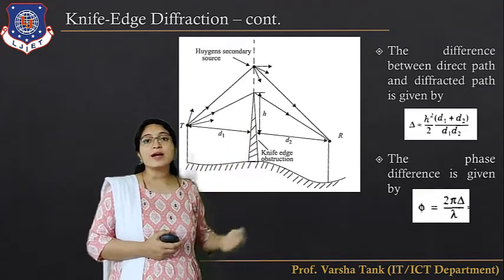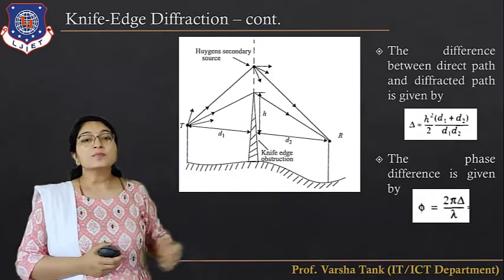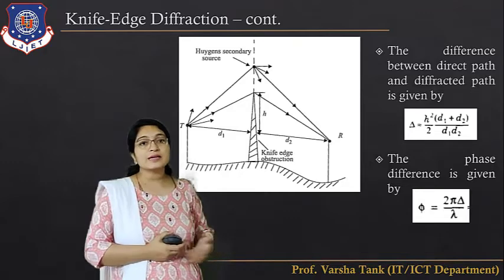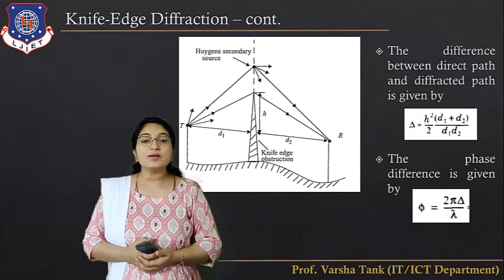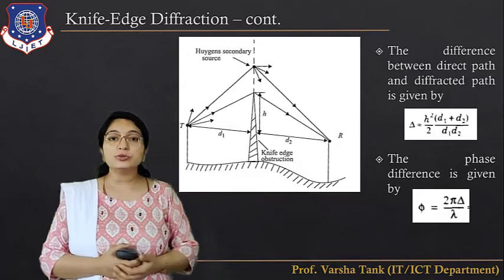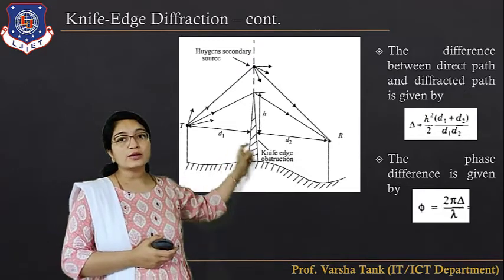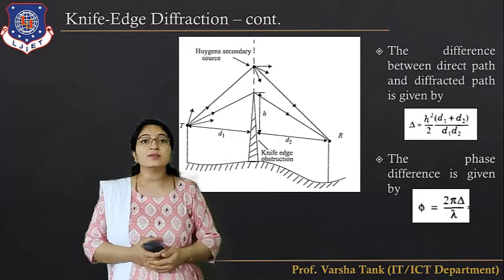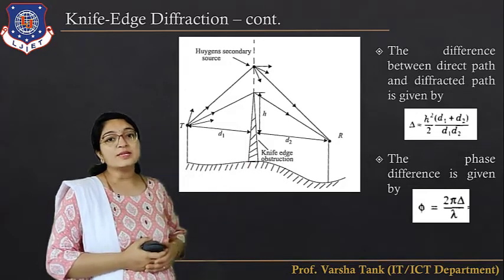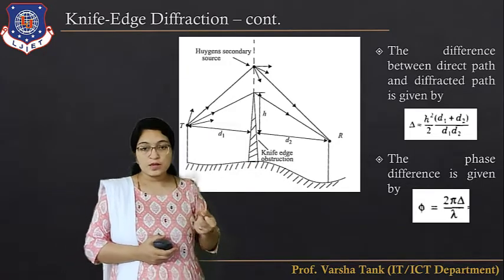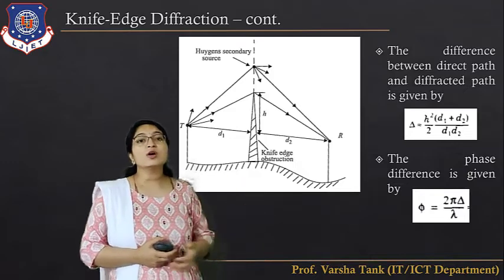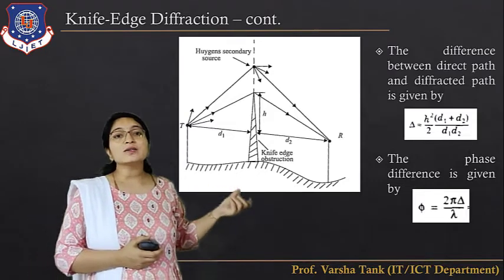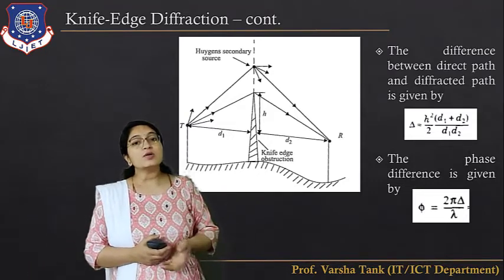Here we can define this using the Huygens principle. The difference between the direct path and the diffracted path is given by delta equals h squared times (d1 plus d2) divided by 2 times d1 times d2. This is the formula to calculate the path difference between the transmitter and the receiver. And the phase difference phi is given by phi equals 2 pi delta upon lambda.